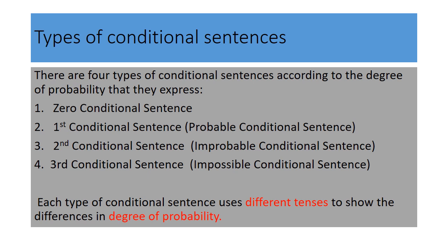As I have told you earlier, there are four types of conditional sentences according to the degree of probability that they express. Number one is zero conditional sentence, and number two is first conditional sentence, also called probable conditional sentence. I have discussed these two types. Number three, second conditional sentence, is also called improbable conditional sentence. Number four is third conditional sentence, which is also called impossible conditional sentence. Today I will discuss these last two types. Each type of conditional sentence uses different tenses to show the difference in degree of probability.